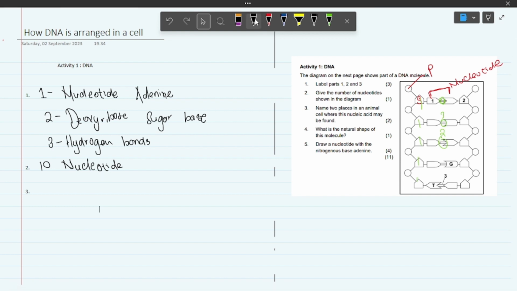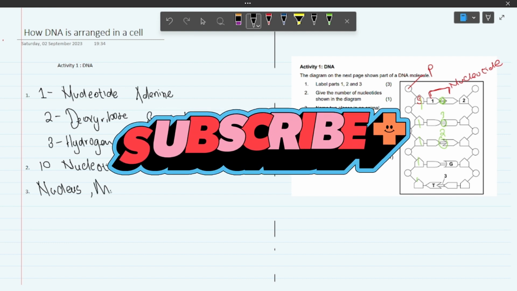So yeah guys, let's write it down in words according to the section we discussed. So it is found where? In the nucleus, and also DNA is found where? In the what? In the mitochondria.